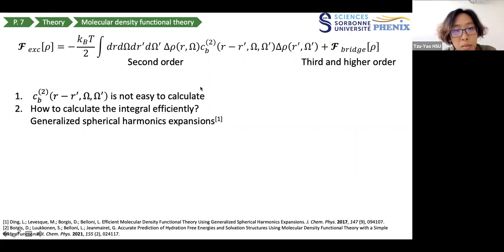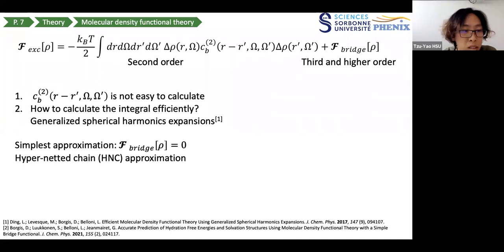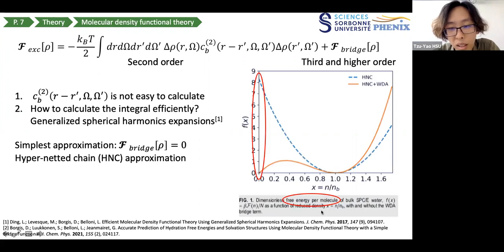And beyond this second order, the bridge functional is even more complicated. So the simplest approximation is just to say that the bridge functional equals 0. And actually, this is equivalent to the hypernetted chain approximation. But we all know that truncating the functional at second order is not so good. It will result in an overestimation of free energy per molecule at the zero density limit.